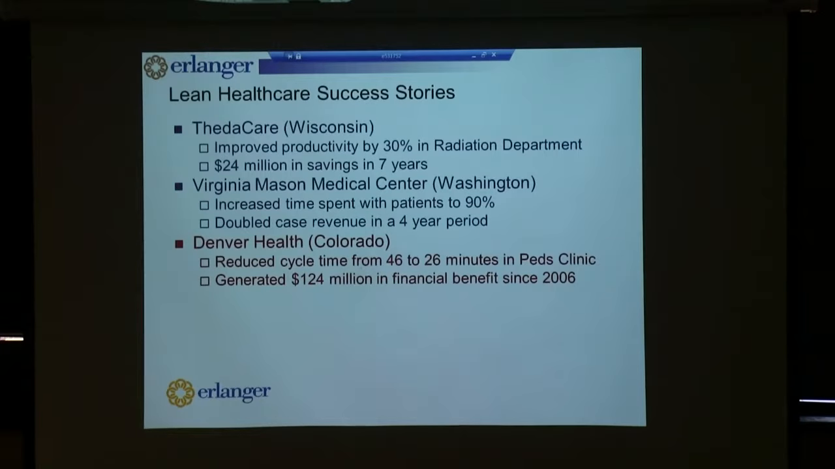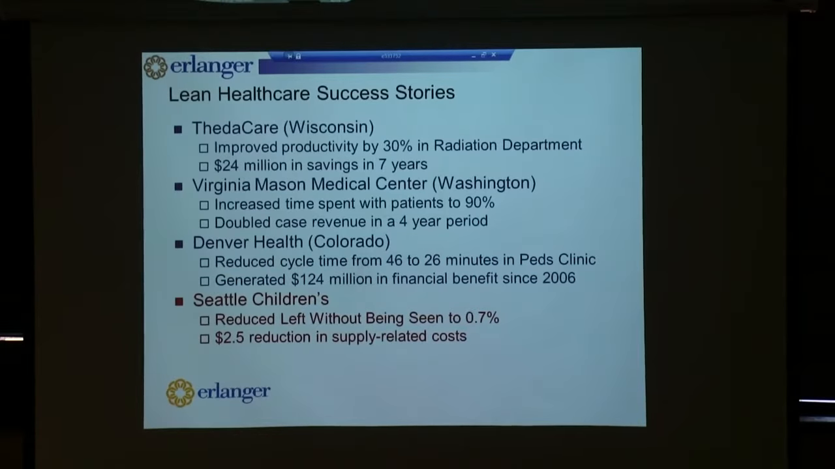Denver Health in Colorado, they reduced the cycle time in their PEDS clinic from 46 minutes to 26 minutes. So if you're in an outpatient setting, just think about how amazing that would be if your patients are able to be seen, treated, and released in a shorter period of time, especially in a PEDS clinic when there's lots of kids and lots of stressed out parents. Being able to get those patients seen in a timely fashion is important to both the staff and the patient. And while they were improving their processes, what else did they gain? $124 million in financial benefit since 2006.